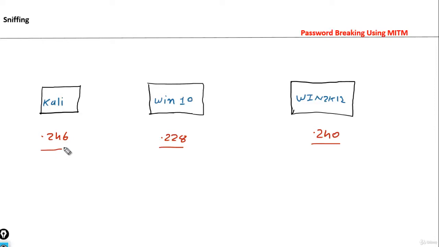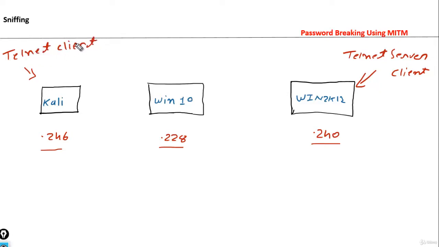In this video, I will install Telnet server and Telnet client service in Win2K12, and in Kali Linux the Telnet client service is already installed during Kali Linux installation. In Windows 10, I will install Cain and Abel sniffing software to gather information about the remote machine.